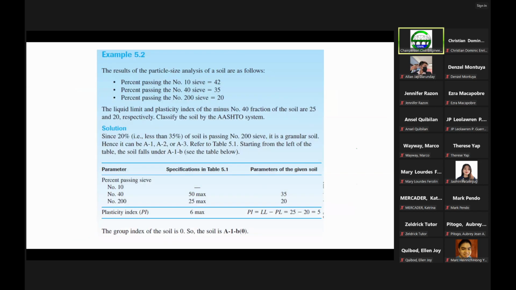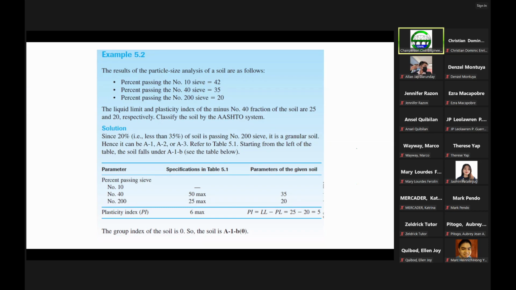For example, here you have the results of the particle size analysis of a soil. The percent passing number 10 sieve is 42%. The percent passing number 40 sieve is 35%. And the percent passing number 200 sieve is 20%. That's based on the sieve shake test. This is what you measured, or rather what you calculated, from the grain size distribution curve.